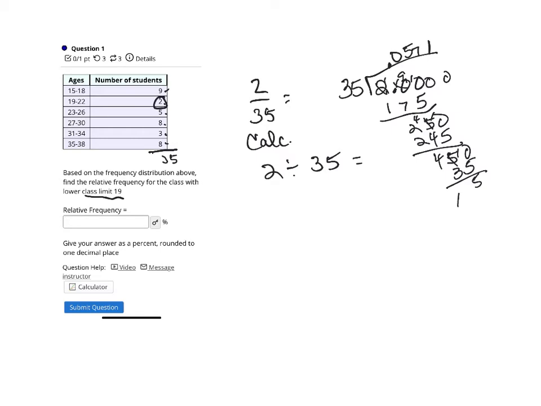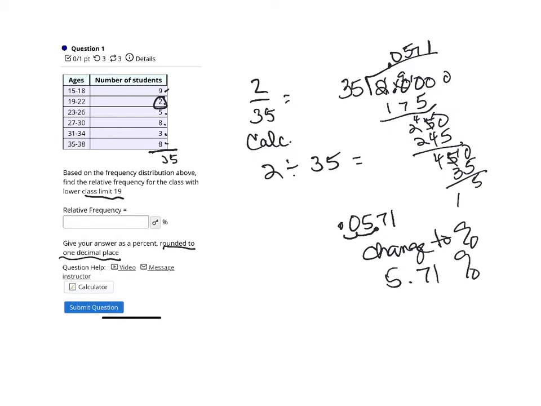Now it says rounded to 1 decimal place. So this is a decimal point 0.0571. We want to change to a percent. So we have to move it 2 places. So it's going to be 5.71%. We're going to round to 1 decimal place.